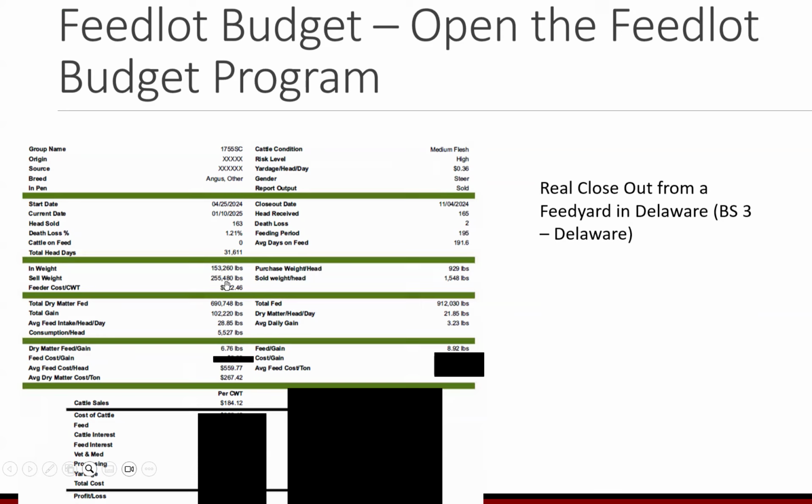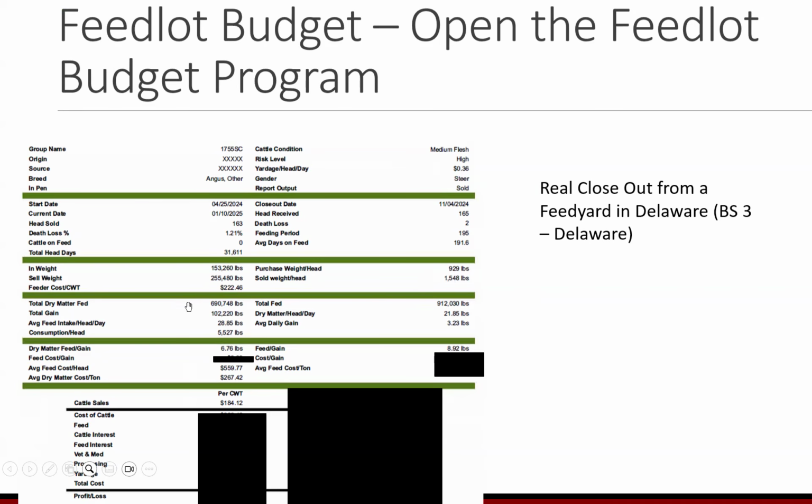This is total in weight, total out weight. This is dollar per hundredweight for the feeder cattle they purchased. They purchased 929 pound feeder cattle at $220 per hundredweight, and then they sold them at 1550. So they sold them at 1,548 pounds finished weight.